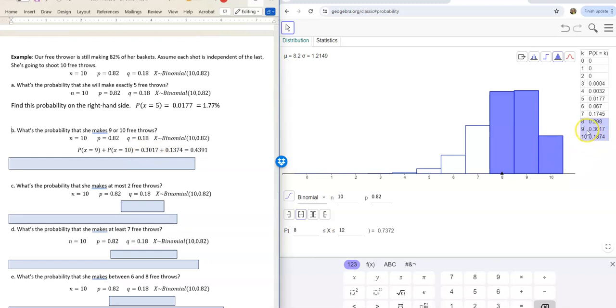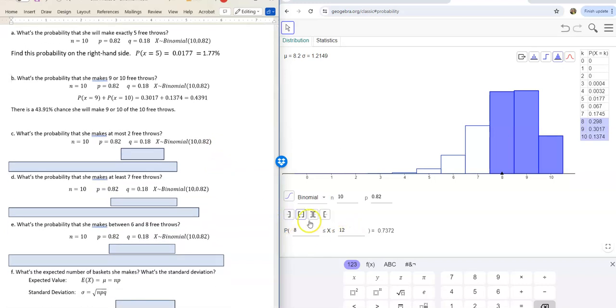And you can look over here and see the probability of 9 is 0.3017, and then the probability of 10 is 0.1374. And if you add those together, you get your probability that she will make 9 or 10. So there's a 43.91% chance she'll make 9 or 10 of the 10 free throws.